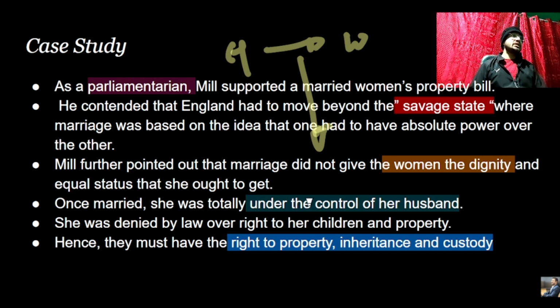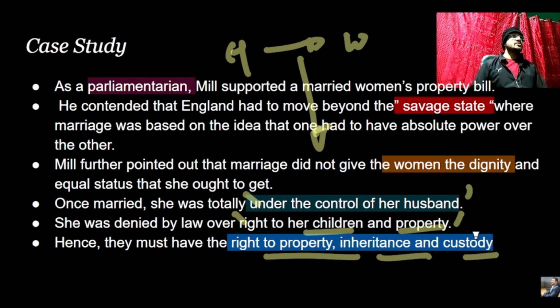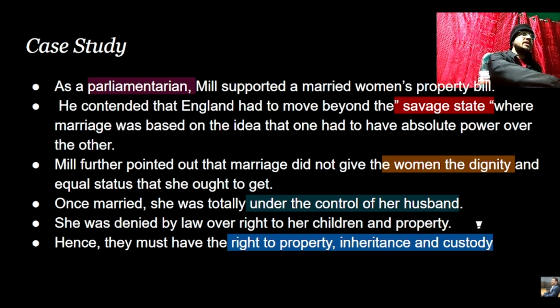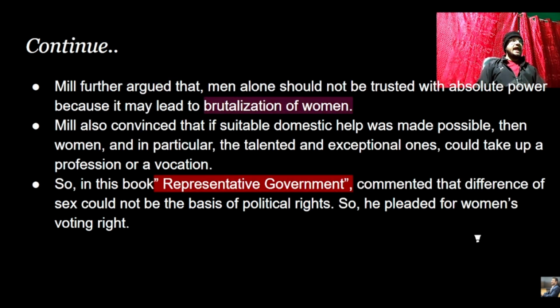Once married, she was totally under the control of her husband. She was denied by law the right to her children and property. So if any woman was divorced during his time, she was not even given the right to her children and property. Hence they must have the right to property, inheritance and custody. This is how he supported the idea of the women's property bill in parliament. It is a very important case example which can be quoted while attempting any answers related to women, and especially Mill's Subjection of Women.